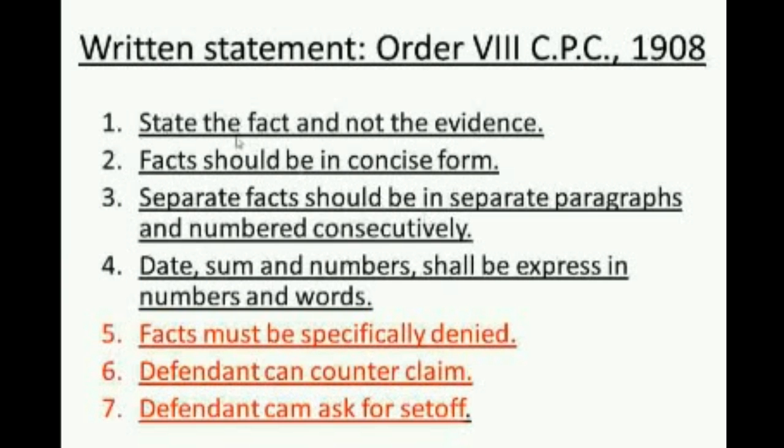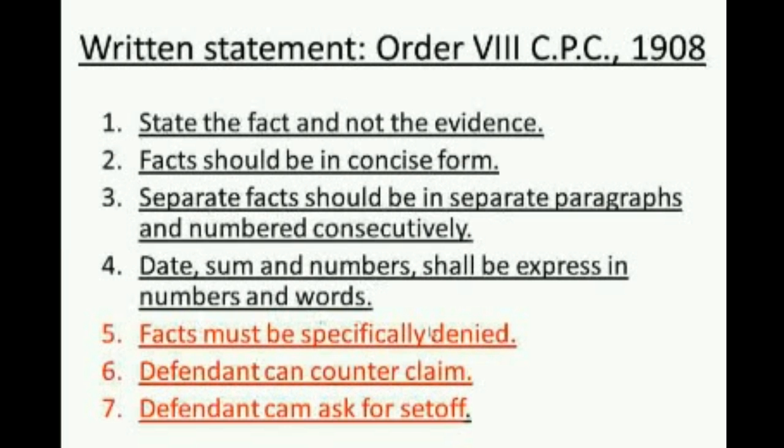So first, state the fact and not the evidence. A written statement is your answer against the plaint, so in that case you have to write facts and not evidence. The facts should be brief and concise in short form. A separate paragraph should be mentioned for separate facts. Date, sum and number should be expressed in words and in numbers as well.